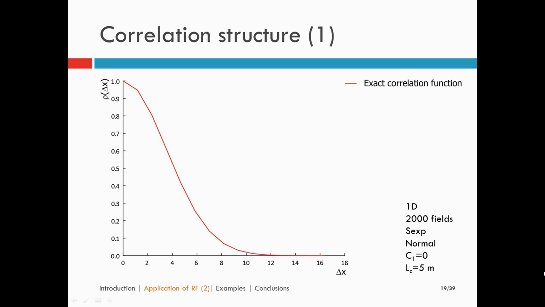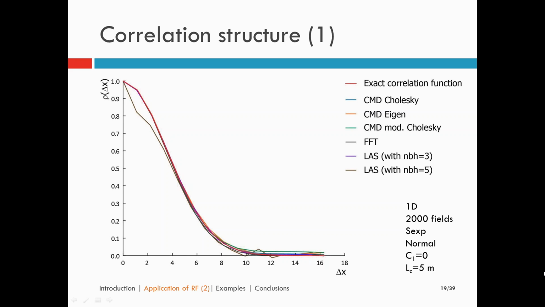Here I used the squared exponential correlation function in 1D, and I generated 2000 fields, and I used a normal distribution type with no threshold value and a correlation length of 5 meters. And here you see the exact correlation function, and if we then look at the correlation structure which is acquired with all the different methods, then we can see that they are quite close to the red line. So from this we can conclude that all methods are performing very well.